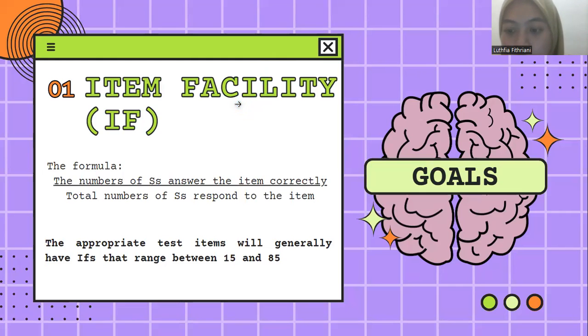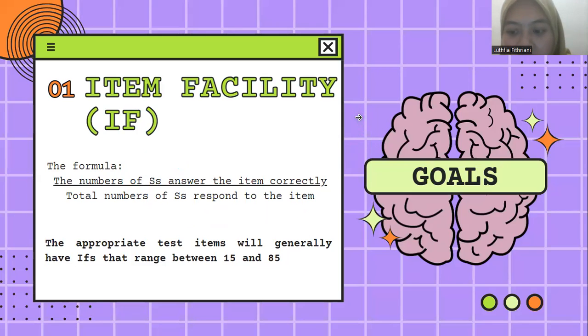It is the extent to which an item is easy or difficult for the proposed group of test takers. If the test item is too easy, 99% of respondents get it right, or too difficult, 99% get it wrong. Item facility simply reflects the percentage of students answering the item correctly. So the formula is like this: the number of students who answer the item correctly divided by the total number of students who respond to the item.